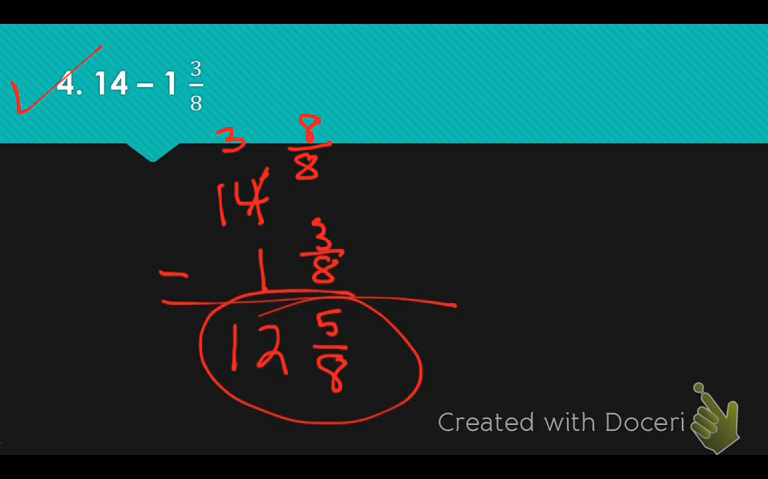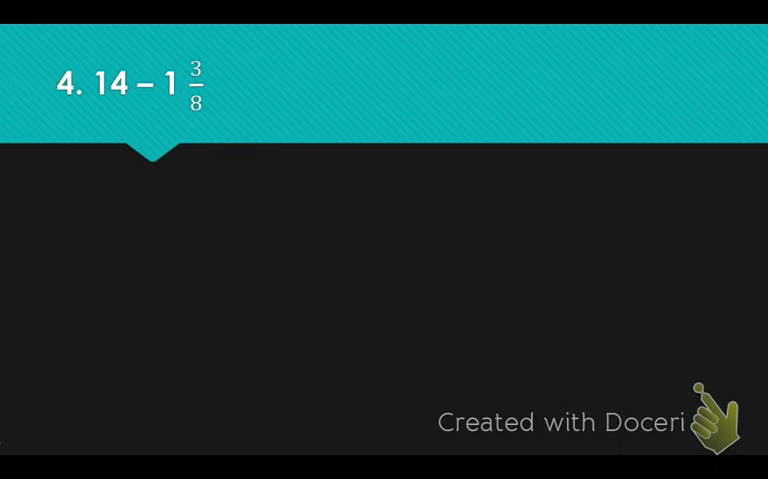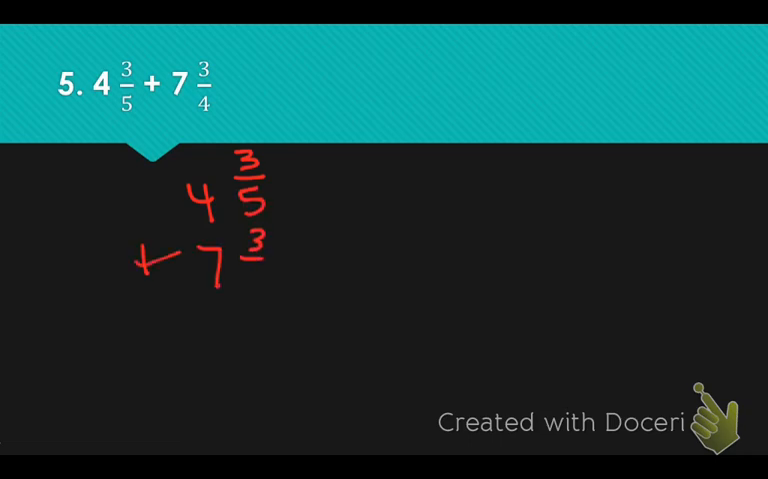And let's get this practice in. Okay, next one. Number 5. We are adding fractions. Probably saw that on your do now today. Not sure what that scribble was all about. Here we go. 4 and 3/5. And we're going to add 7 and 3/4.